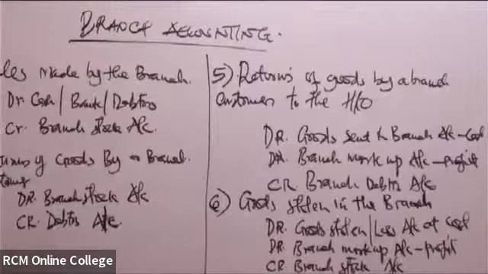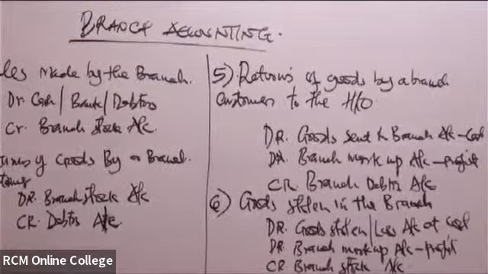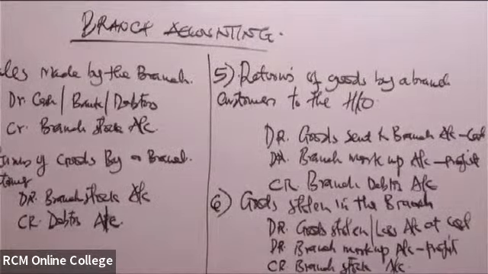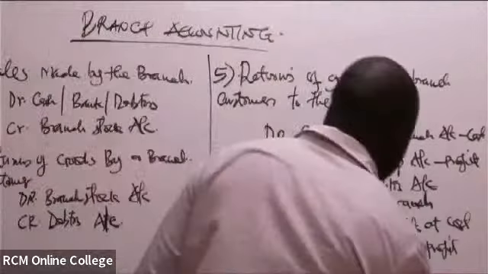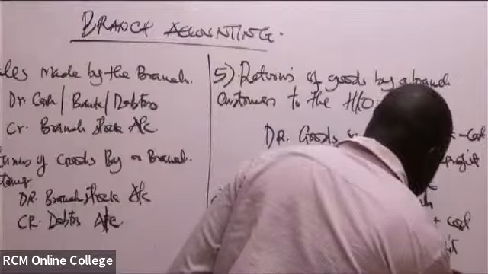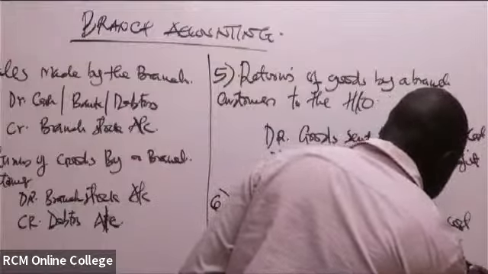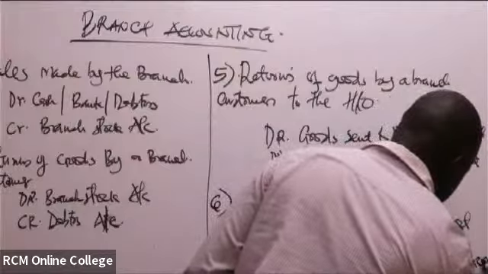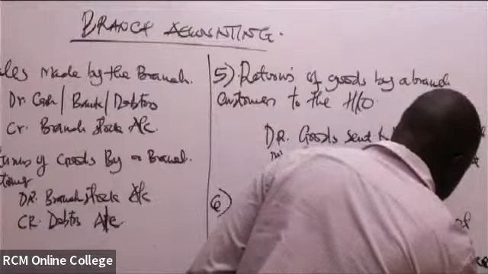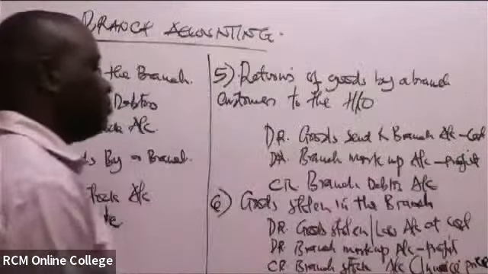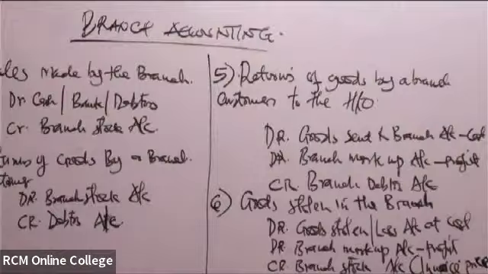So in this one, when goods are stolen, we say it is at cost, and the branch markup is their profit. They'll tell you the invoice price of the goods sent to the branch. So there you can put the invoice price. That is the language you will use in the question. The invoice price of the goods sent to the branch was the markup.